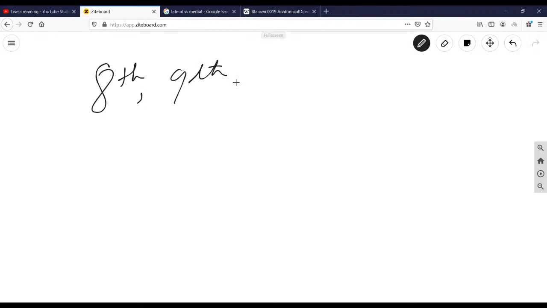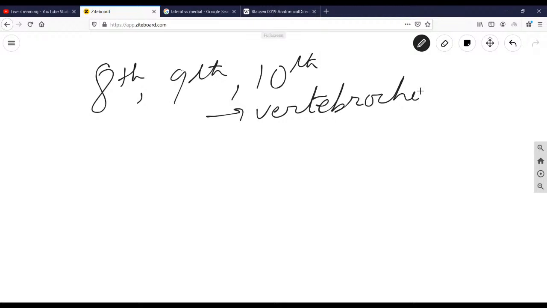The 8th, 9th, 10th, they are false ribs, but they are known as vertebrochondral ribs, indirectly attached. Indirectly means they attach to one another first. The cartilages of these ribs attach to one another first and then attach to the 7th pair of ribs. But the 11th and 12th pair of ribs are completely false ribs. They are designated as vertebral ribs or floating ribs.